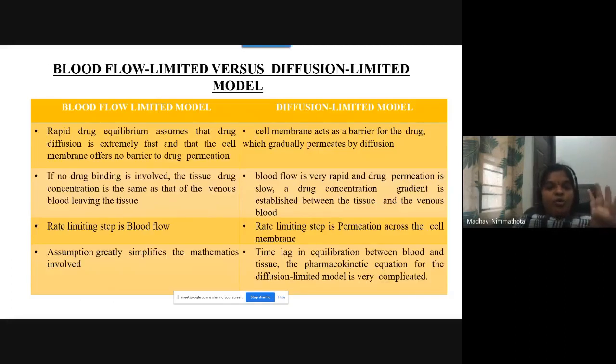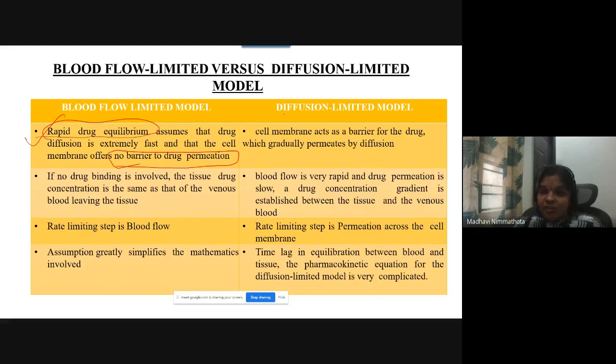So how will you differentiate the blood flow limited model and the diffusion limited model? In the case of the blood flow limited model, a rapid equilibrium is assumed. That is, the drug diffusion is extremely fast and the cell membrane offers no barrier to drug permeation. In the blood flow limited model, there is no need for any barriers to drug permeation. The drugs are highly permeable, so there is rapid equilibrium.